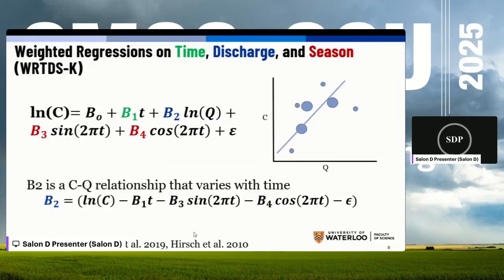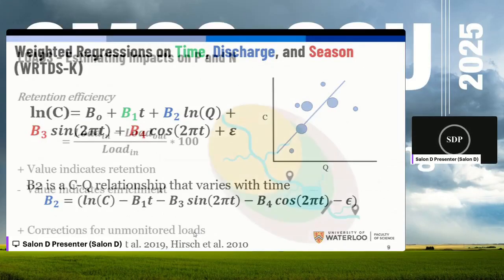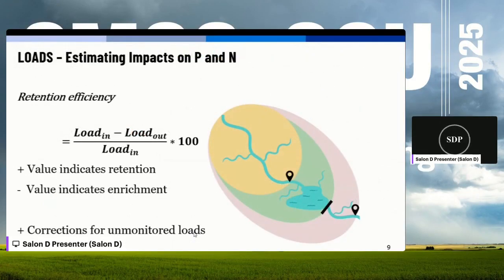I mentioned earlier in my presentation that the nutrient and water transport in this basin is highly seasonal, so having a seasonal representation of the transport patterns is incredibly important in order to accurately reflect the conditions. So we used this model to estimate the amount of load of phosphorus and nitrogen flowing into the reservoir and flowing out of the reservoir, and this allowed us to calculate retention efficiency. So a positive retention efficiency, or a positive value, indicates retention, a negative value would suggest enrichment.